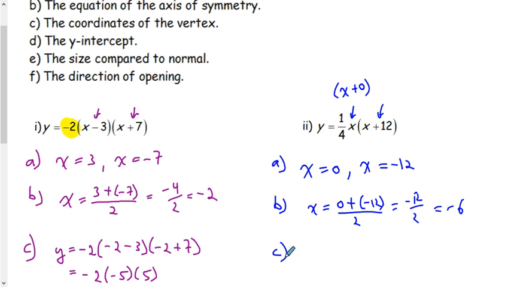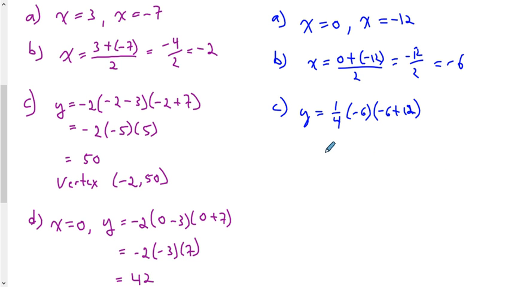So our next one is the coordinates of the vertex. Well, we already know one of them. It's negative 6. It's our axis of symmetry. So if we know our x value, we can just plug into our equation and get our y value. So 1/4 times negative 6 times negative 6 plus 12.